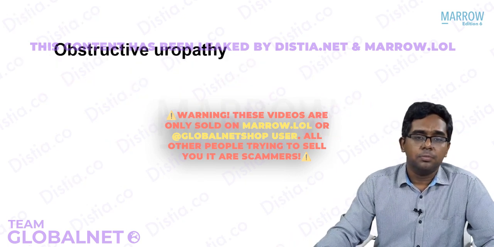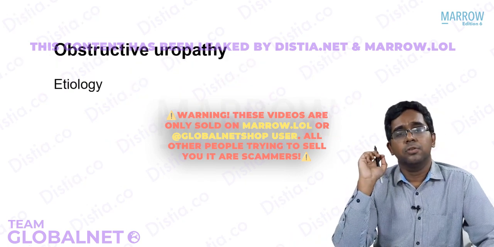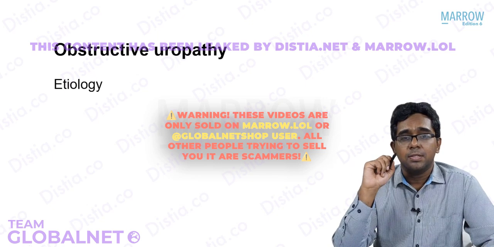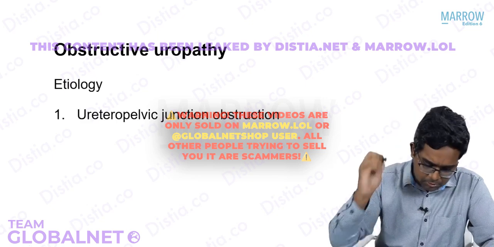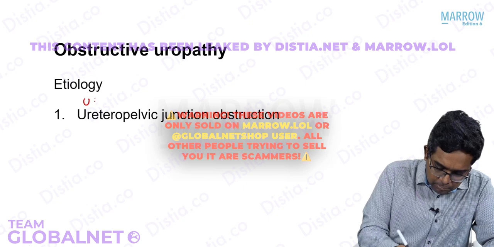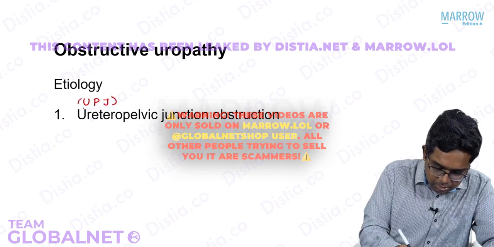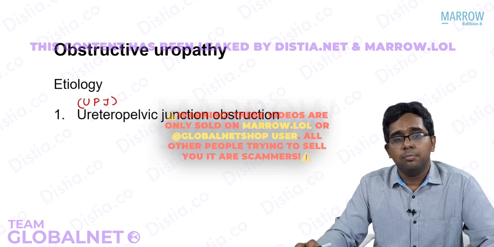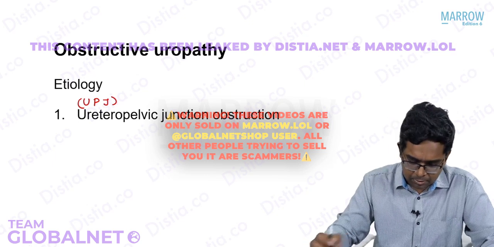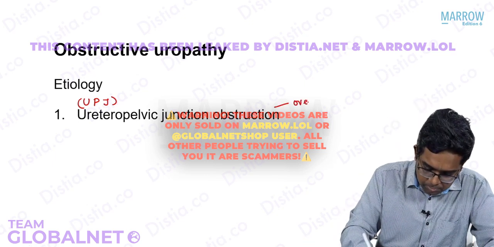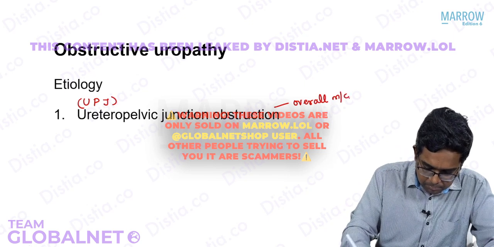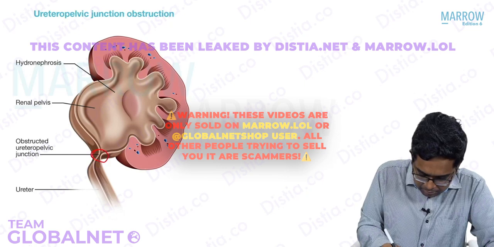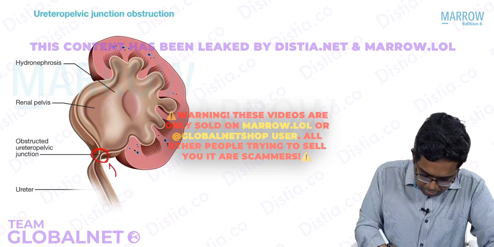Now I am going to tell you about certain important causes of obstructive uropathy. First is the most common cause, which is called UPJ obstruction, or uretero-pelvic junction obstruction. Let us see some important points about this UPJ obstruction. Please note, this is the overall most common condition. You can see that this is the picture of UPJ obstruction. This is the uretero-pelvic junction, which is becoming narrowed or obstructed.